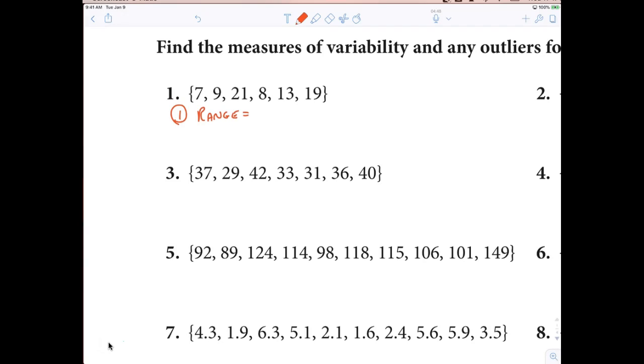Somebody tell me what it is, Justice. 14. Does everybody else get a 14? Very good. Do we have to write range? Yes, right, range equals 14, because we're going to do some other things too. Because I'm going to do interquartile range in a minute too. I'm going to show you some other things.